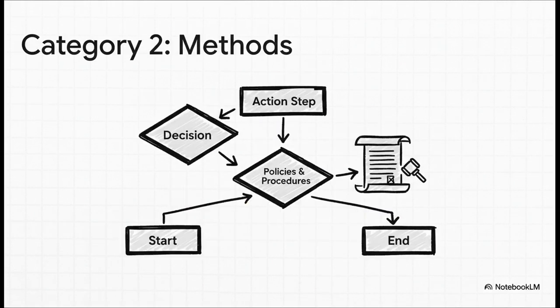The second M is methods. This one is all about how the work actually gets done. Are our standard operating procedures clear and easy to follow? Or are they confusing? Do we have conflicting policies that are creating problems?